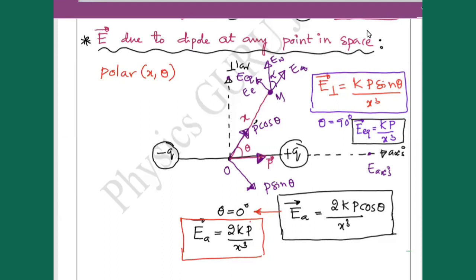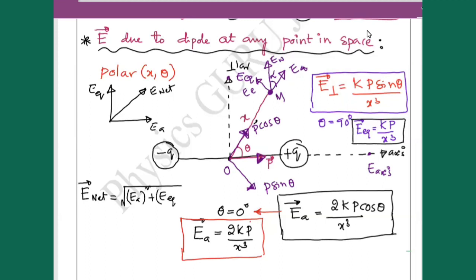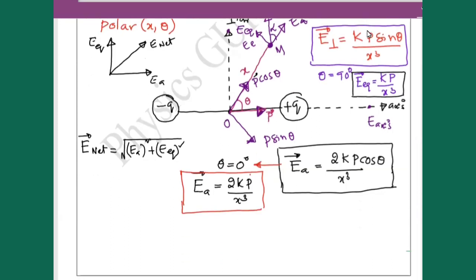So when they are perpendicular to each other, how can I write? Now you can see here, this is E axial and E equatorial, and this will be the net. So how to calculate the net value here? As they are perpendicular, I can apply the parallelogram law of vector addition. That is nothing but the under root of E axial whole square plus E equatorial square. Am I right? Fine.